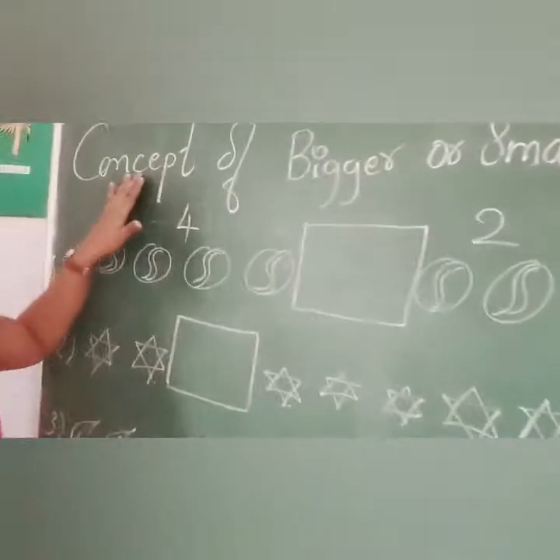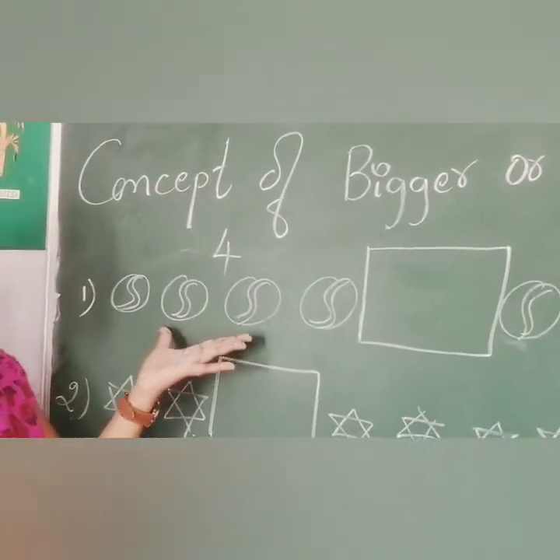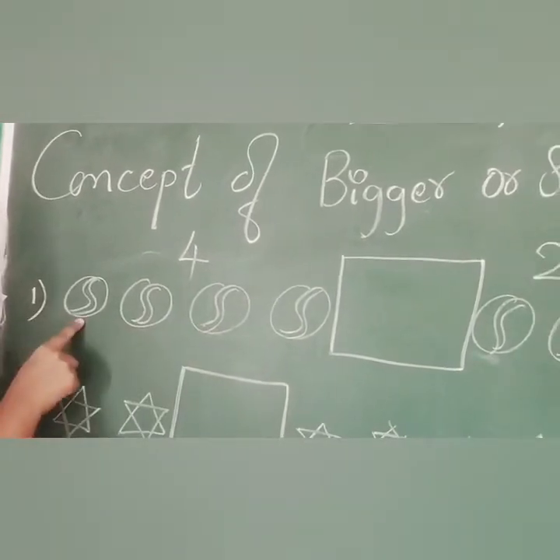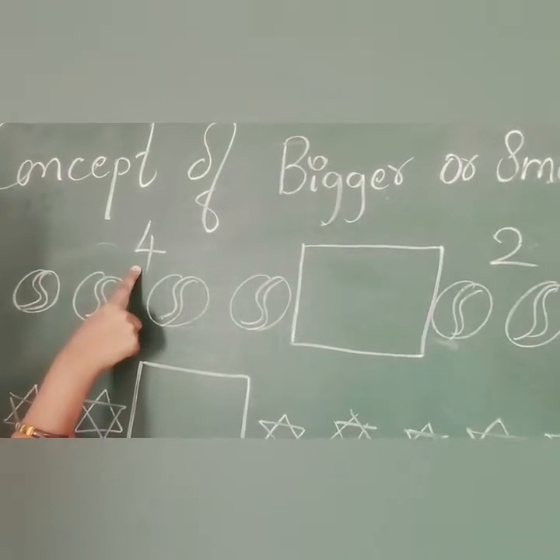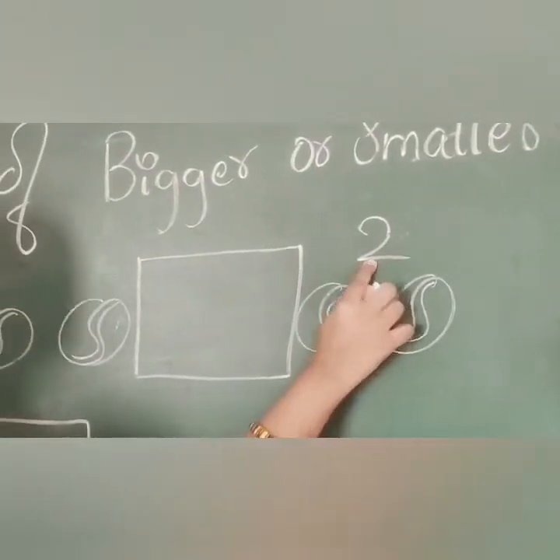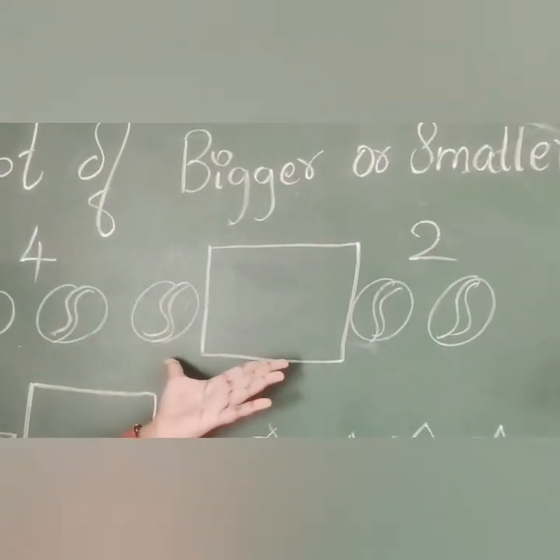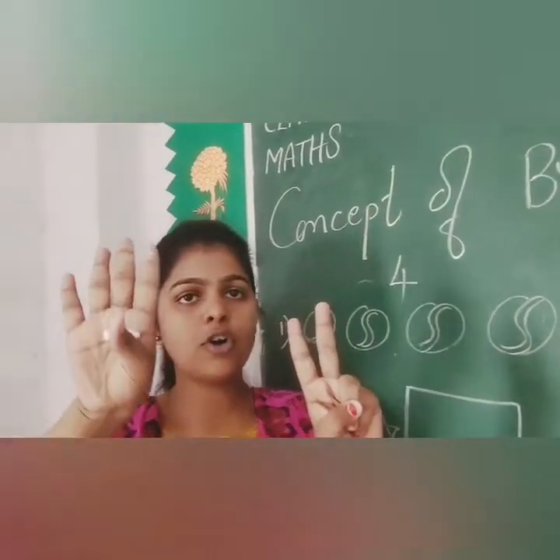See the concept of bigger and smaller. Here I have some balls. Let me count these balls. 1, 2, 3 and 4. I have 4 balls here and I have 1 and 2, 2 balls. Tell me which is bigger, 4 or 2?